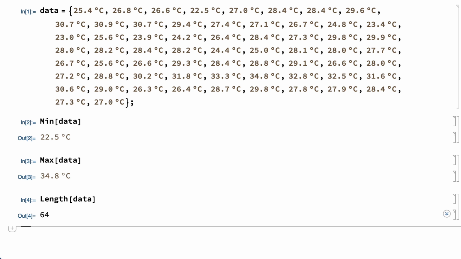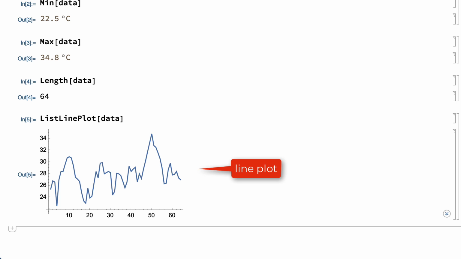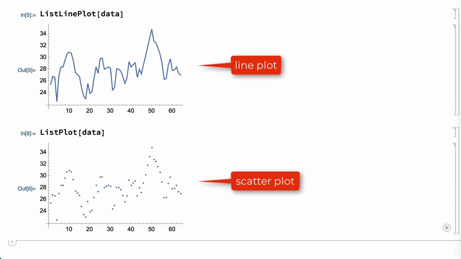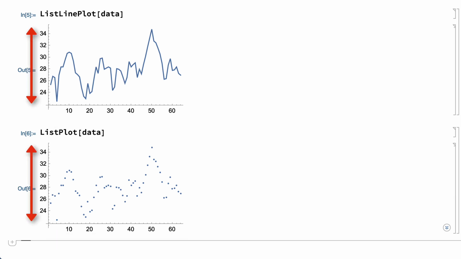A basic plot for data like this is a line plot, created here using the list_line_plot function. And here's a similar plot called a scatter plot, which is given by the list_plot function. A line plot is basically a scatter plot with the points connected by lines. These plots in principle provide a visual representation of all of the information in the data. The horizontal axes show the number of each day in the data set, and the vertical axes show the temperature that was measured on each day.